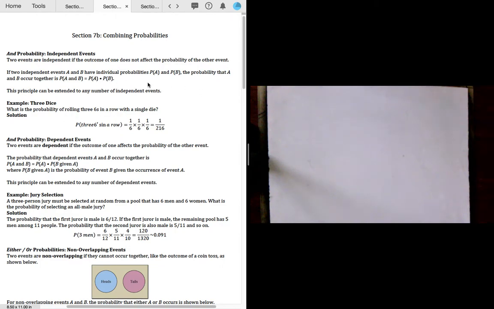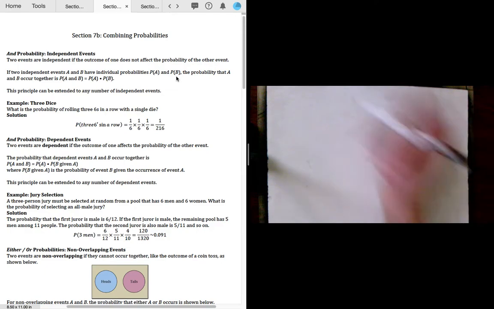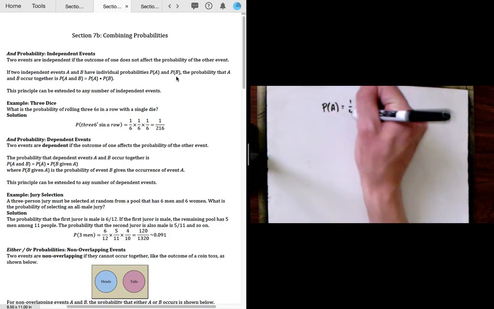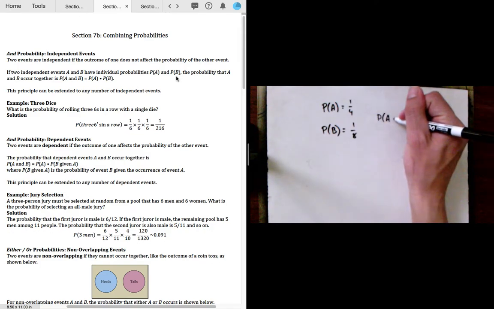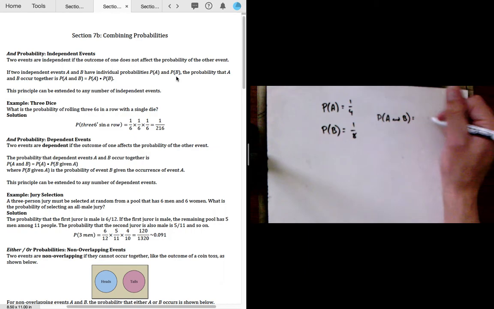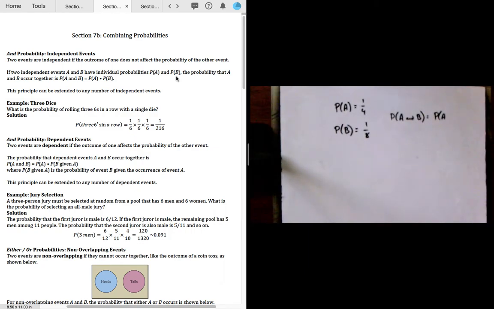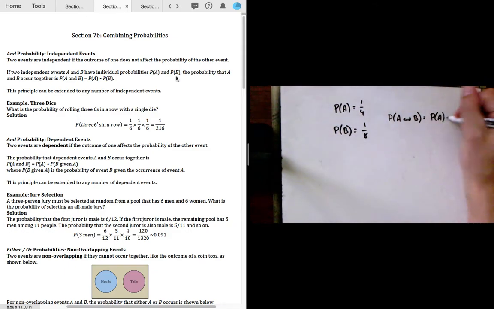And if each of those events has a probability, let's say the probability of me wearing shorts today is 1/4, and the probability of you wearing sandals today is 1/8, and those two probabilities have no bearing on each other whatsoever, meaning we don't even care what the weather is, we just wear shorts and sandals whenever we want. Then the probability of A is 1/4, the probability of B is 1/8, and if these are independent, then the probability of A and B occurring is the probability of A times the probability of B. And this principle can be extended to any number of independent events. So in other words, it doesn't necessarily have to be just two of them.